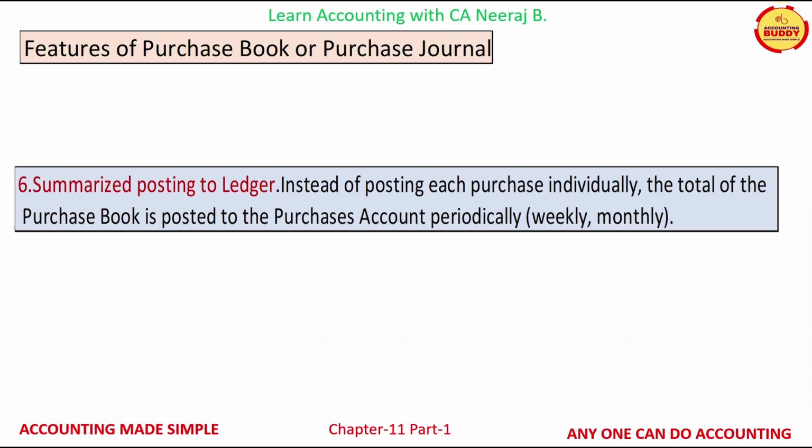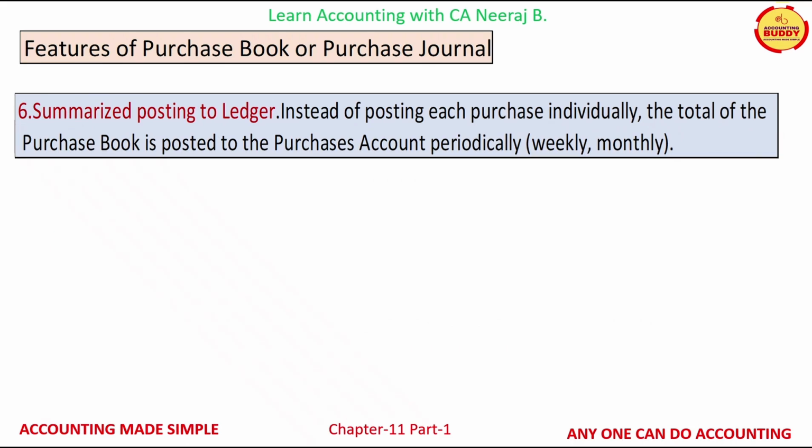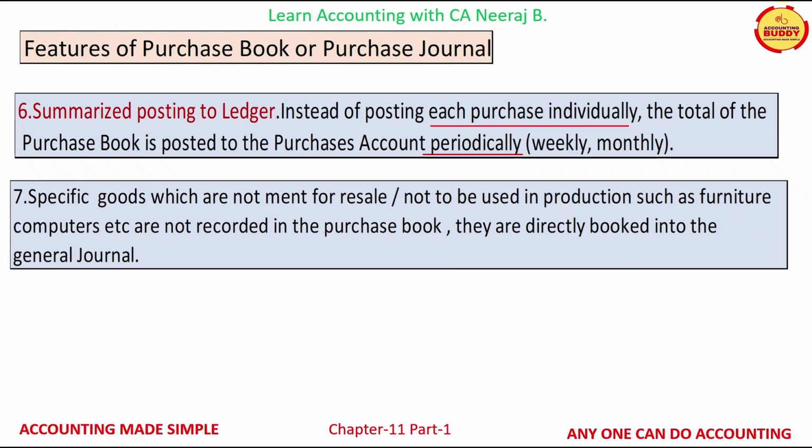Purchase book summarized posting to ledger. Instead of posting each purchase individually, the total of the purchase book is posted to the purchase account periodically, that is weekly or monthly. Specific goods which are not meant for resale or not to be used in the production, such as furniture, computers, etc., are not recorded in the purchase book. They are directly booked into the journal.